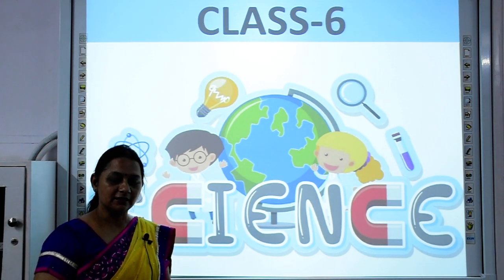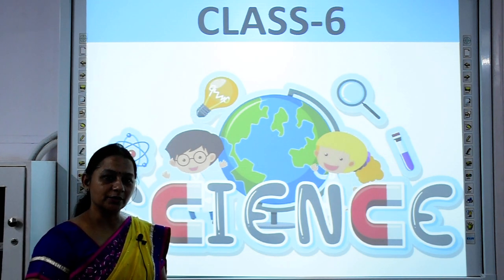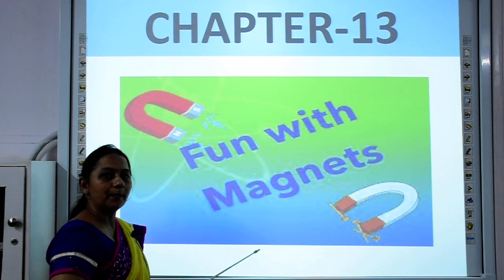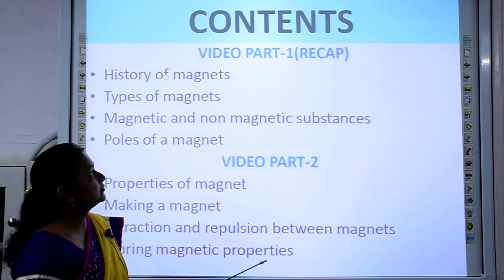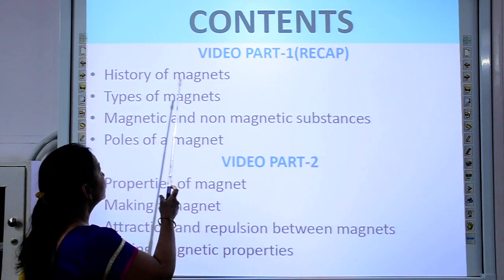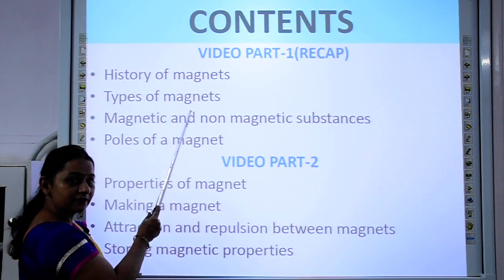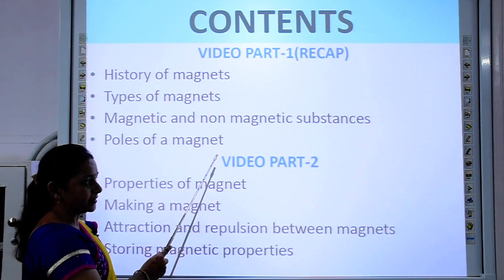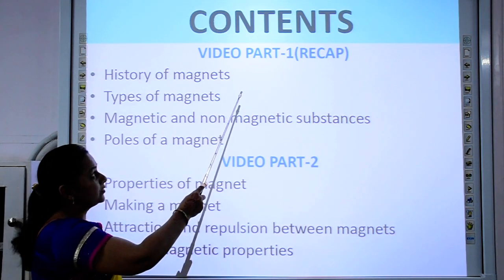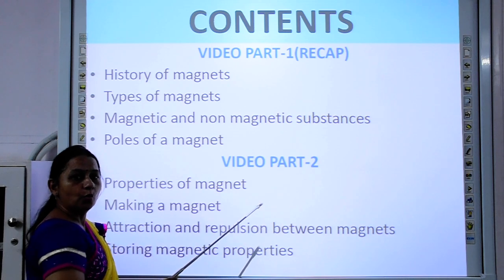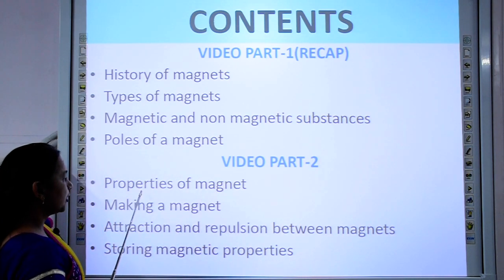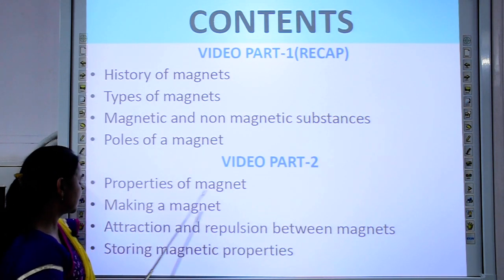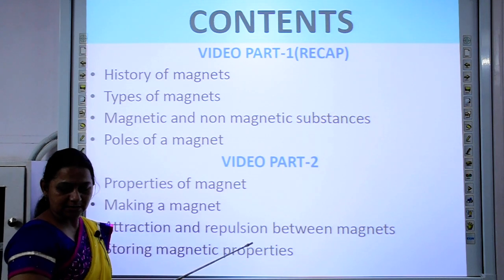Myself Jyoti Nahar from Shiv Jyoti Educational Group, Kota, and I am going to take chapter 13, Fun with Magnets. In our last video, that is video part 1, we did history of magnets, types of magnets, magnetic and non-magnetic substances, and poles of a magnet. These topics were covered in part 1. Now in video part 2, we are going to cover properties of a magnet, making a magnet, attraction and repulsion between magnets, and storing magnetic properties.